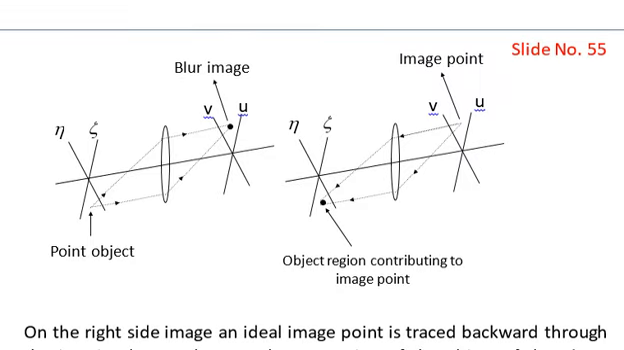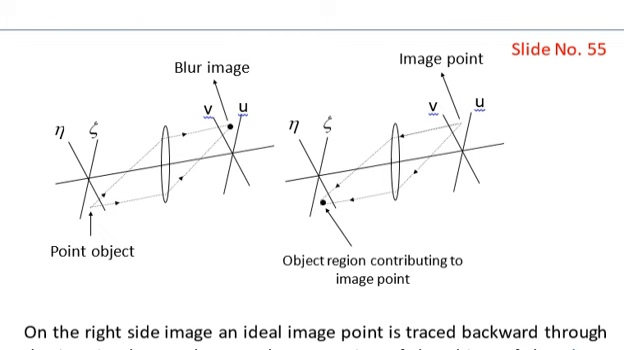Look at the diagram on the left. There is a point on the object at the zeta eta plane, and that is passing through the lens and is being focused on the UV plane, and you know that the focused point is not as sharp as the object point, but it is a blur image. It means that a sharp object point will be focused by an optical system to a blur image point.